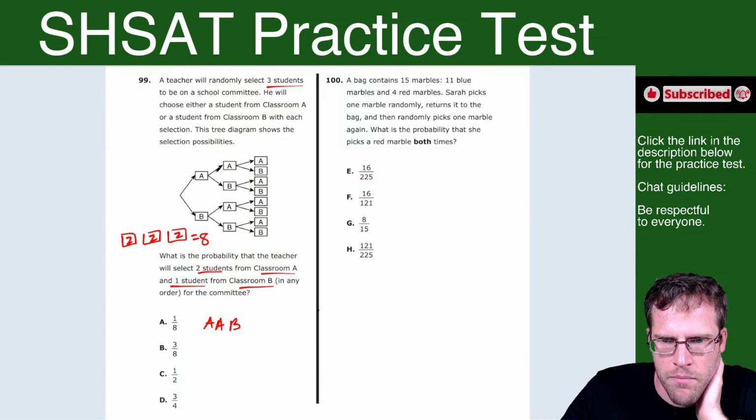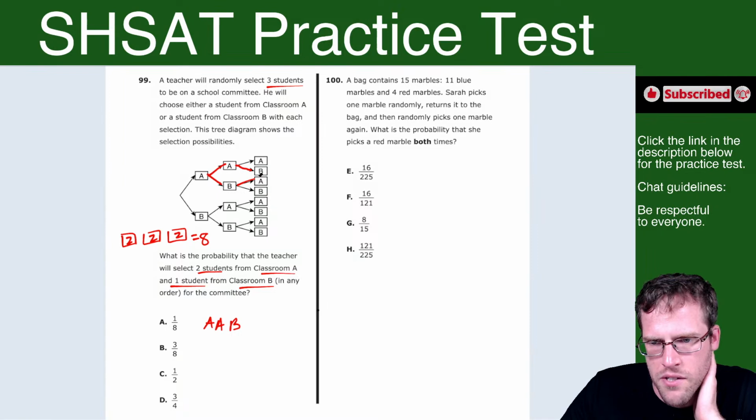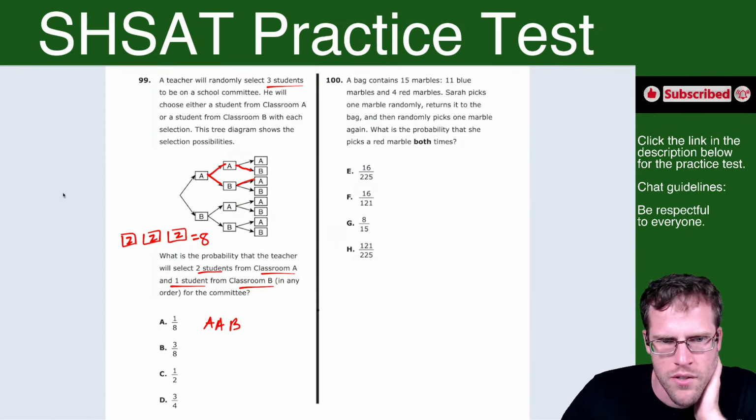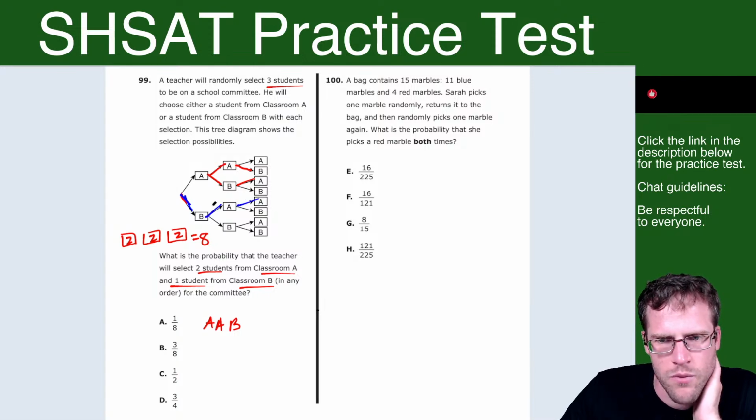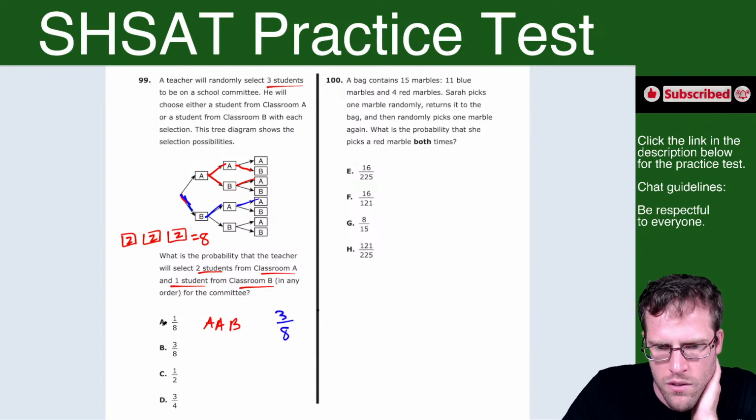So there's AAB. So far, that's 1. ABA is another one, that's 2 A's and a B. And then ABB is no good, and 3 A's is no good. So now we go this route, and we need 2 A's and a B. There's only one way that could happen here. Let me go in a different color. If we get a B first, then we need 2 A's. That's the only way this will work. So you see that's 3 out of the 8 total.